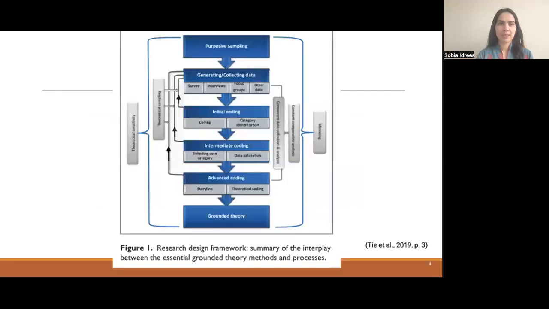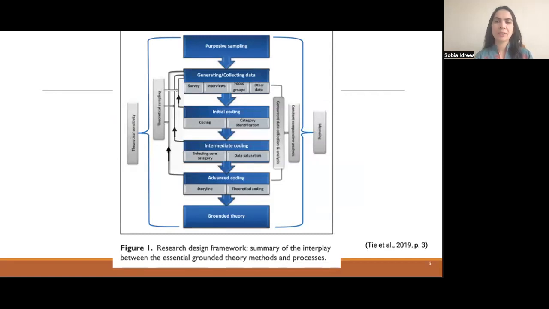Now, this slide is very important when we talk about grounded theory. This is our framework that actually gives you the crux of grounded theory in one framework. So starting at the top, you see the first square box there.